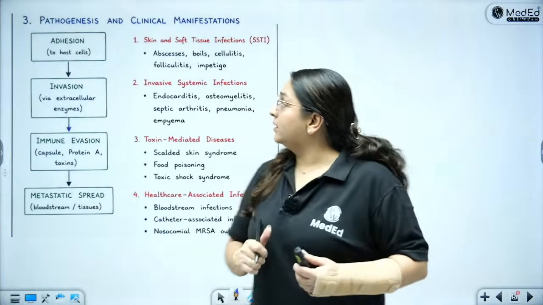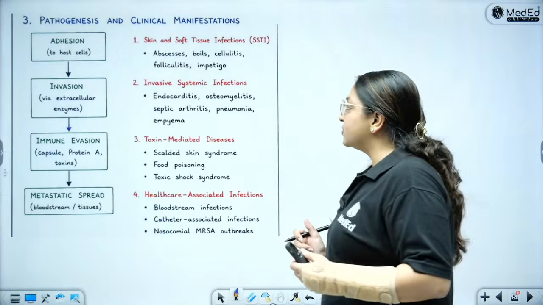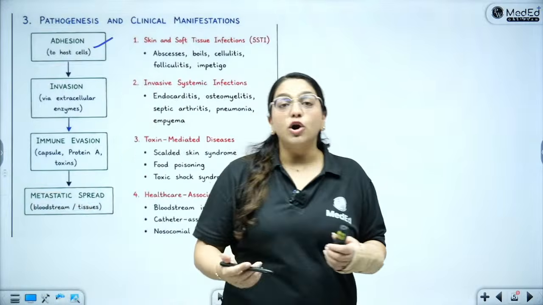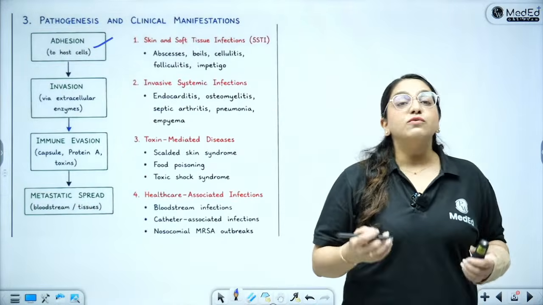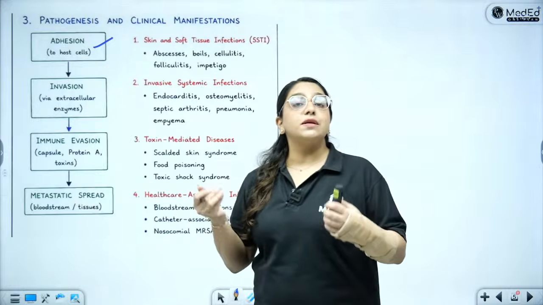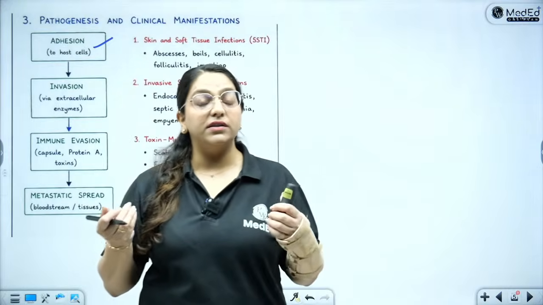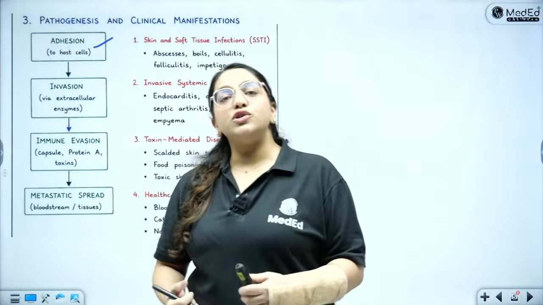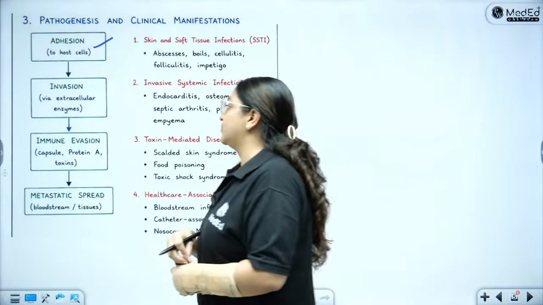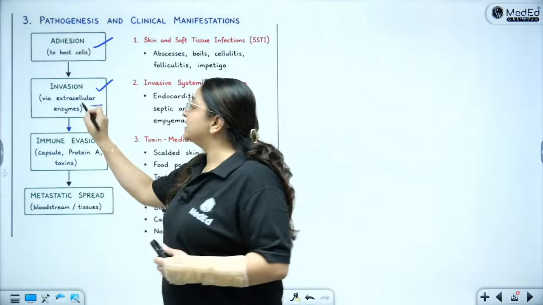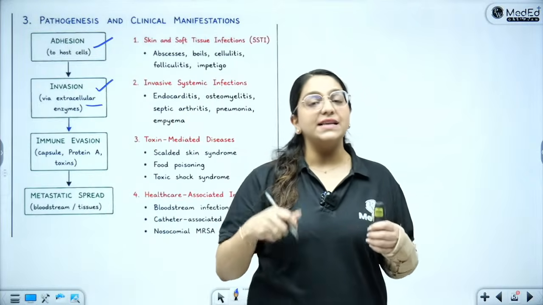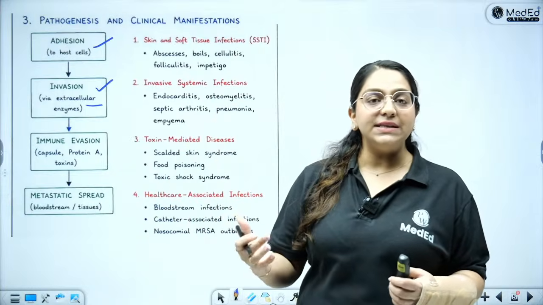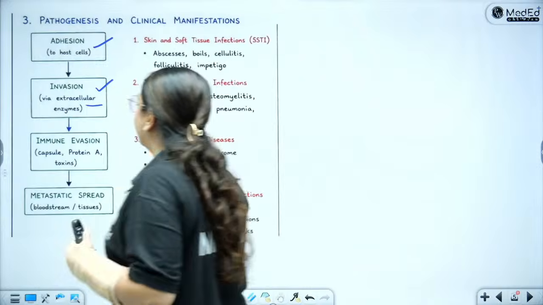Then we talk about the pathogenesis and the clinical manifestations, right? So of course, first of all, it has to adhere to any place. So what all was it using for adhesion? It was using the lipoteichoic acid, the microcapsule, the clumping factors, the protein A. All of these things it was using to first attach to the host surface. Then invasion: it is releasing enzymes for invasion, the DNase, thermonuclease, hyaluronidase, catalase, all of this. Why is it releasing them? So as to invade deeper and deeper into the tissues.